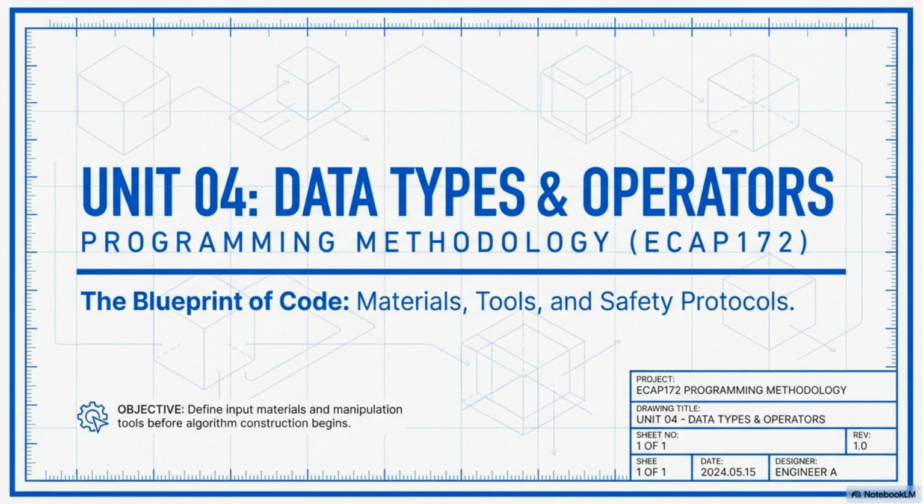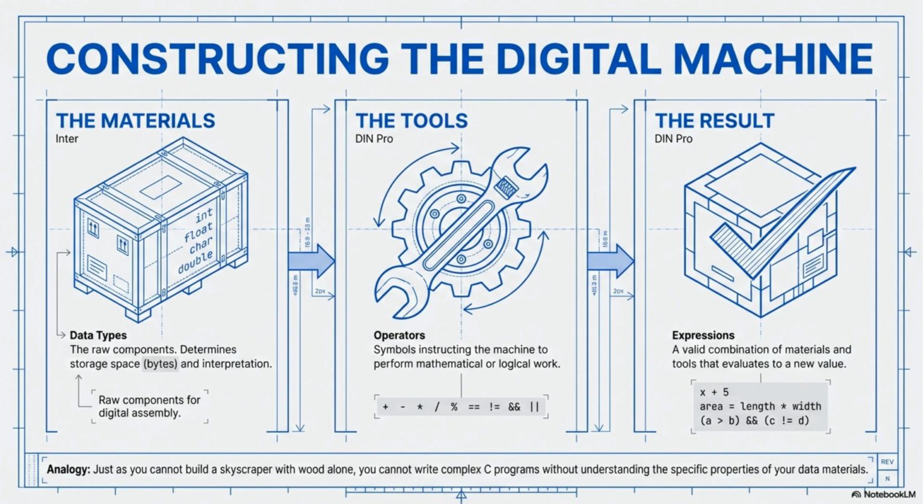Welcome to Unit 04, Data Types and Operators. This unit serves as the blueprint of code, covering the essential materials, tools, and safety protocols needed for algorithm construction. Constructing a digital machine involves three core concepts.